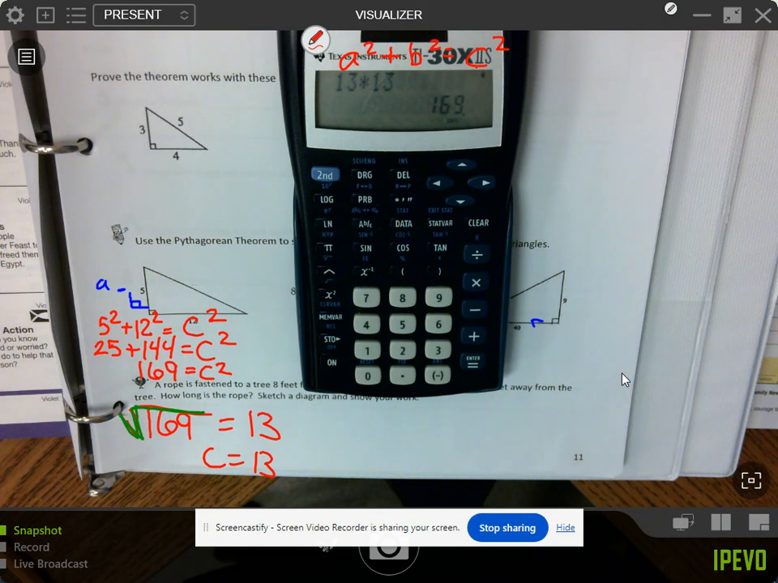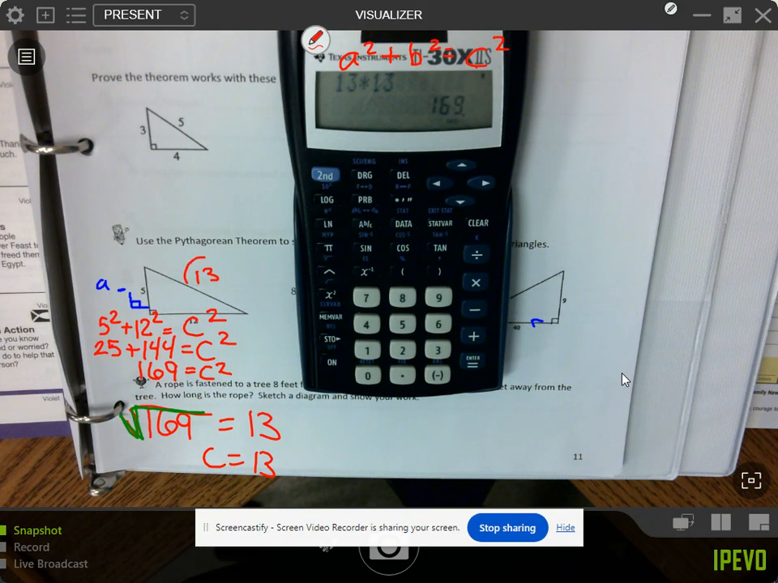You see how we got that? Kind of. So C will be 13 because C squared is 169. Melanie knew 13 times 13 equals 169, but you're not always going to know what that square root is. So this is how we find it on the calculator.